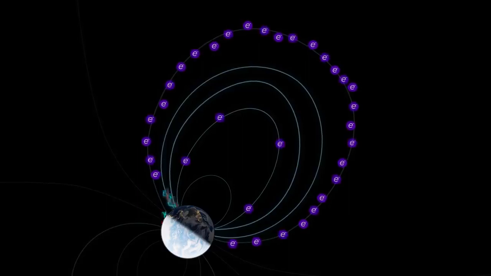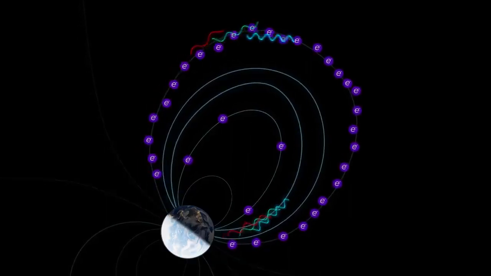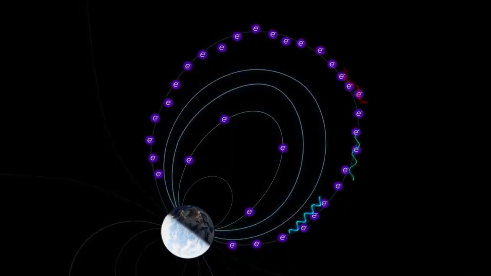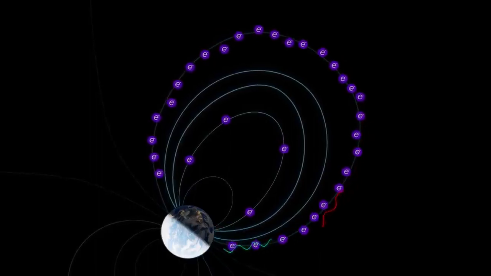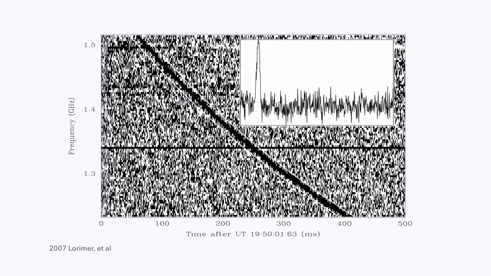And the amount of dispersion tells you how many free electrons that radio wave had to pass through to reach the detector. Now just imagine, we could do something very similar to find all the ionized baryons in the universe. All we would need is a bright flash of radio waves somewhere in the distant universe. And as if on cue, in 2007, astronomers found the first fast radio burst, which is just what it sounds like, a very short duration pulse of intense radio waves.